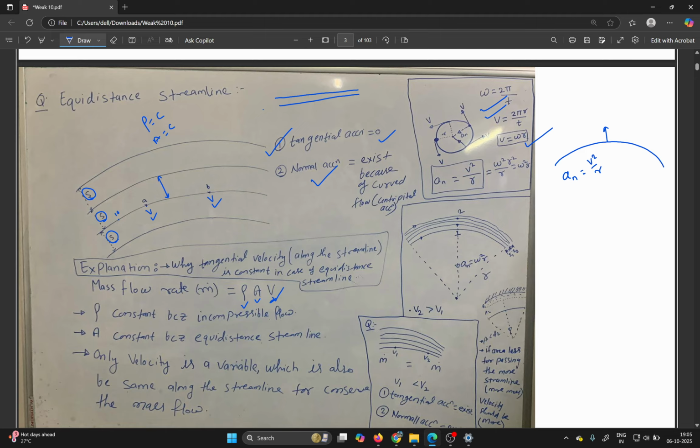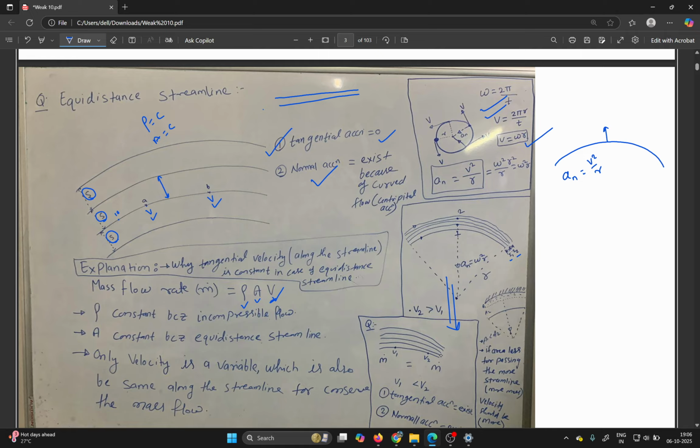But here, as we can see, the next case. In the next case, this is the main thing. Here the distance between streamlines is S1, here is S2. Similarly, S3, S4.